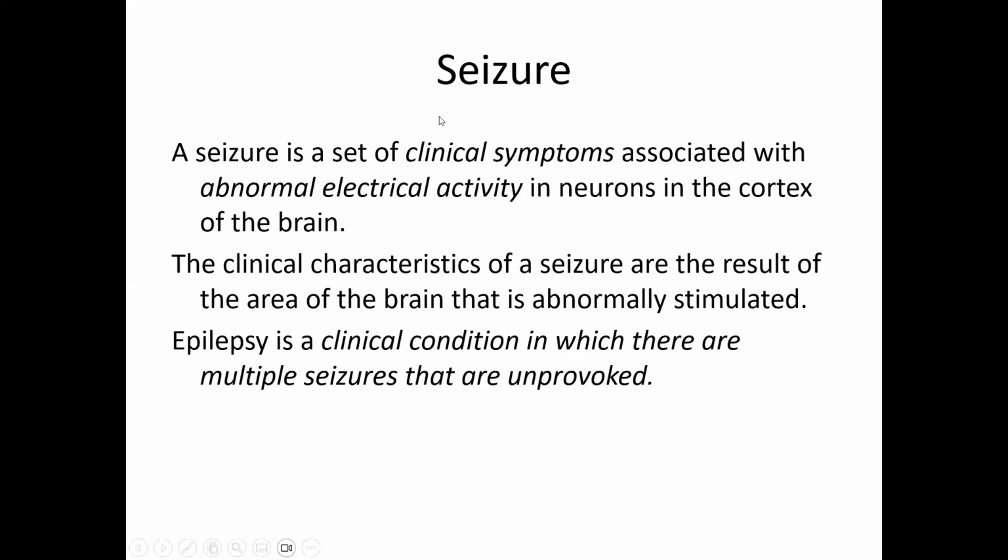So the definition of a seizure is a set of clinical symptoms associated with abnormal electrical activity in neurons in the cortex of the brain. Okay, so it's basically abnormal electrical discharges in neurons in the cortex of the brain. The clinical characteristics of a seizure are the result of the area of the brain that is abnormally stimulated. Epilepsy is a clinical condition in which there are multiple seizures that are unprovoked. There is a definition for epilepsy later on. There are 3 criteria where we can diagnose epilepsy. We'll look at those in a bit.